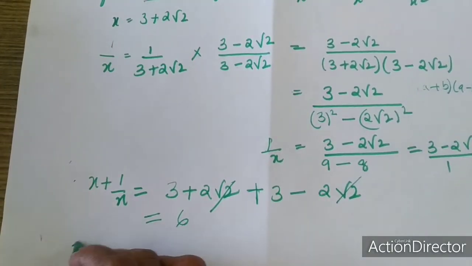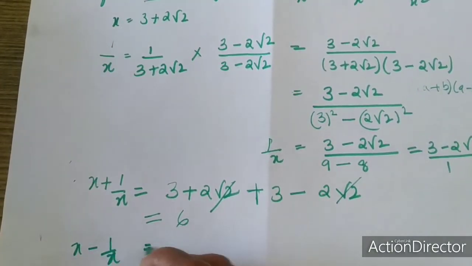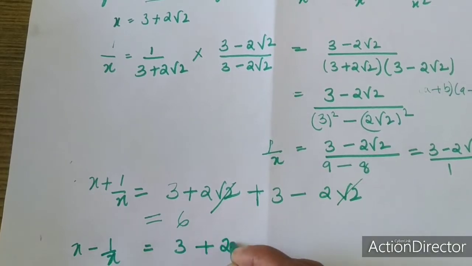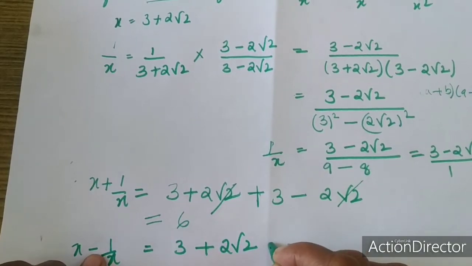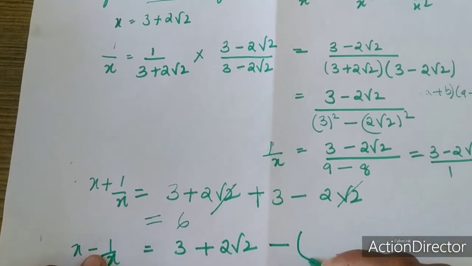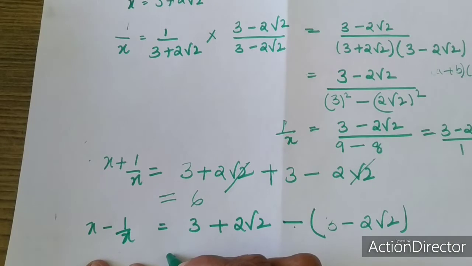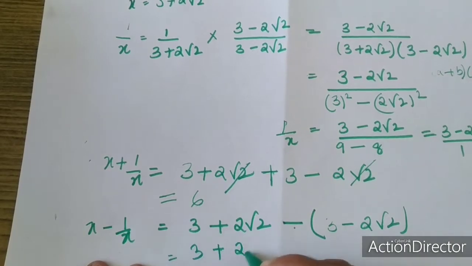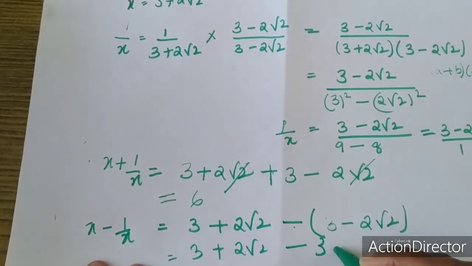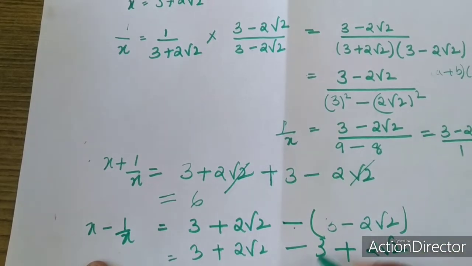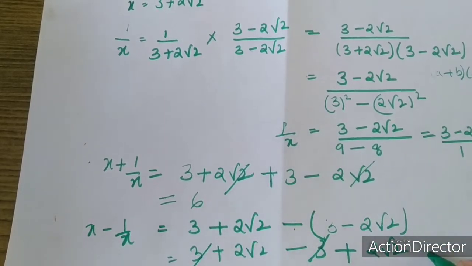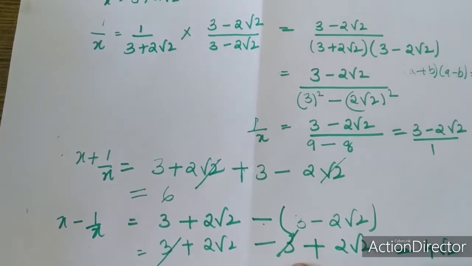Now second one, x minus 1 upon x, which is equal to 3 plus 2 root 2 minus. Don't forget to write this 1 upon x in bracket because you are having a minus sign over here. So it is 3 minus 2 root 2. Open the bracket, which is equal to 3 plus 2 root 2 minus 3 plus 2 root 2. Here minus 3 and plus 3 will get cancelled. So my answer will be equal to 4 root 2.